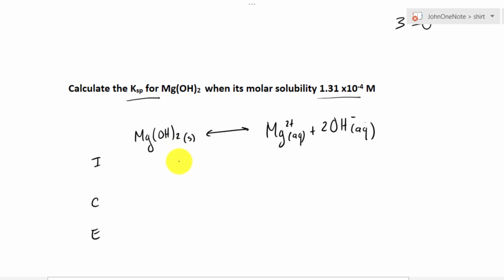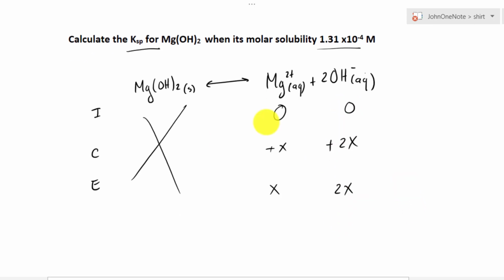And of course the solid can be ignored because we don't include any solid or liquid in our equilibrium constant. And then again, we would have 0 initially. Then the change would be plus x, and here would be plus 2x again. And at equilibrium, 0 plus x gives us x, and 0 plus 2x gives us 2x again. But now we know what that x is going to be. That is your molar solubility right there.